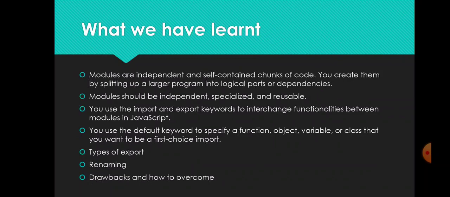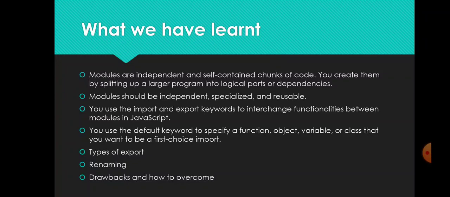Finally, let's take a quick recap of what we have learned. Modules are independent, self-contained chunks of code which help you create something more complicated, or a larger program. They are independent, specialized, and reusable. These are the functions of what modules actually are. In JavaScript, we use two different keywords, import and export. We have also seen the two different types of exports, which are the default and the named.